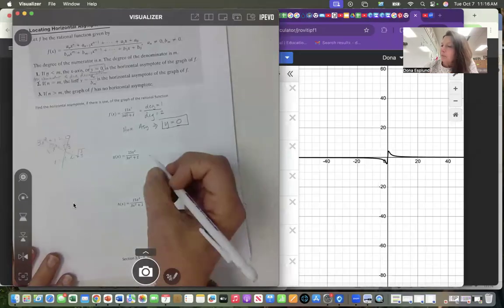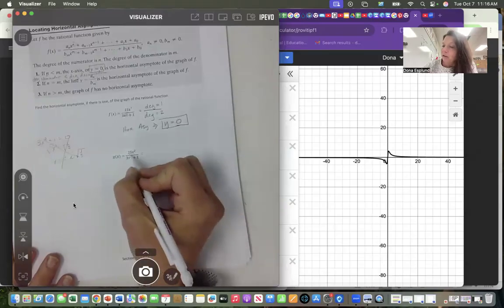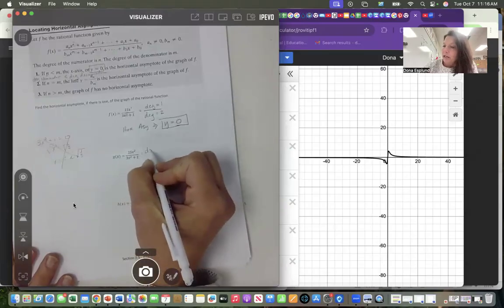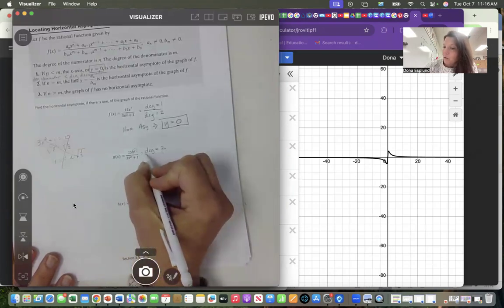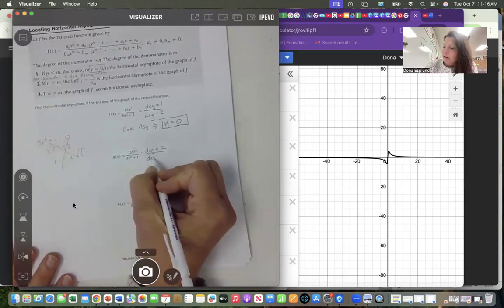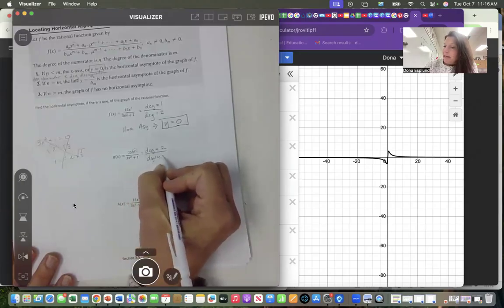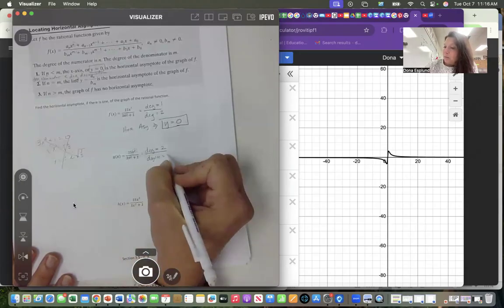Now my second one, I'm going to start off again and do the same thing and look for the degree. The degree of my numerator is going to equal 2 because I have x squared, and the degree of my denominator is also going to be 2.